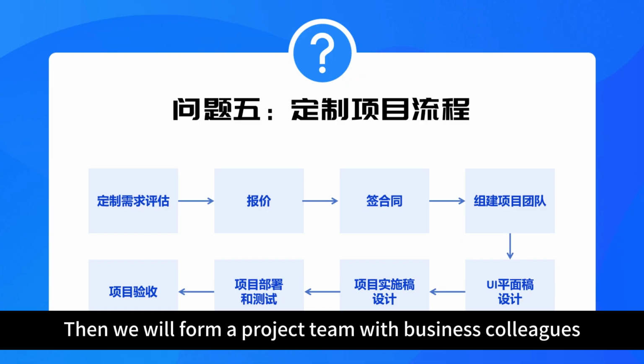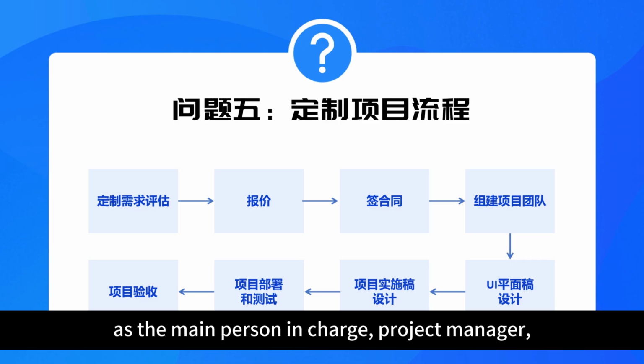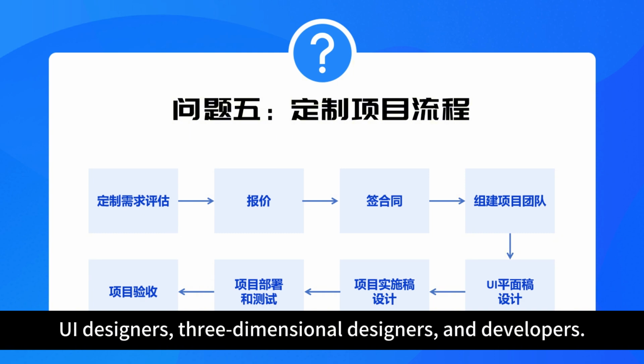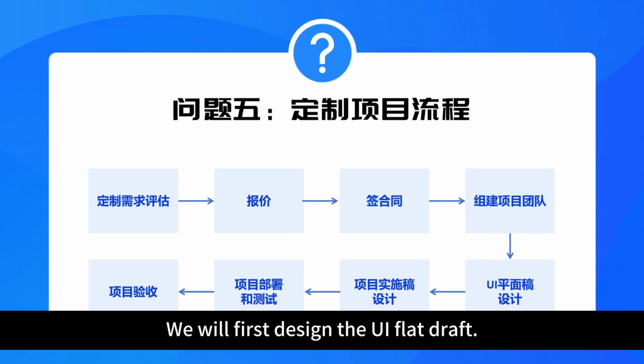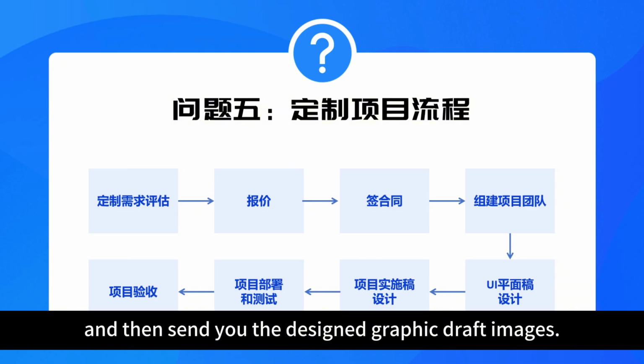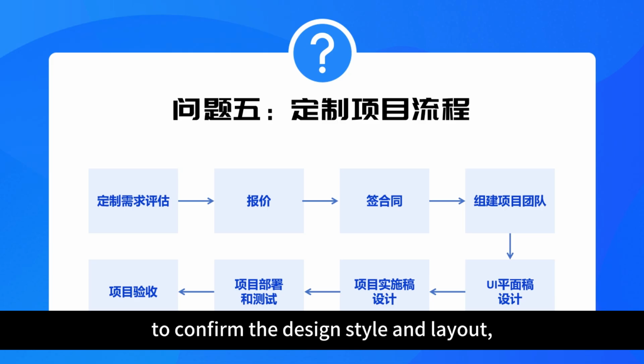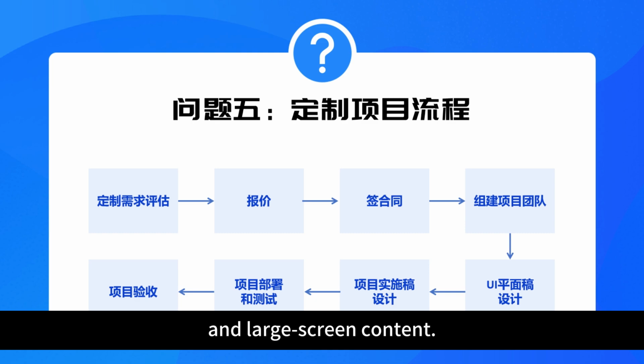Then we will form a project team with business colleagues as the main person in charge, a project manager, UI designers, three-dimensional designers, developers, and quality supervision specialists. We will first design the UI flat draft and then send you the designed graphic draft images to confirm the design style, layout and large screen content.